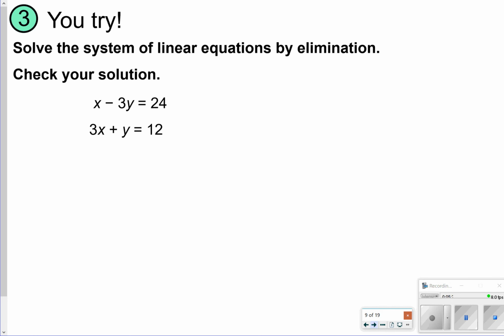For number 3, again, this is a you try it question. Make sure that you're multiplying or dividing by a number so that you can eliminate. For this one, I chose to multiply this second equation by positive 3, because if I do that, this 3y will cancel out with a negative 3y. So my new equations will be this.